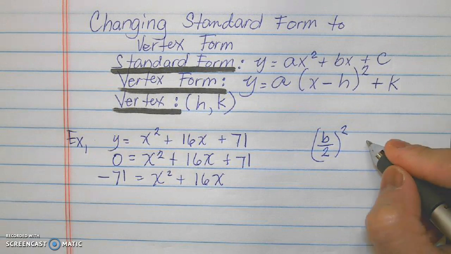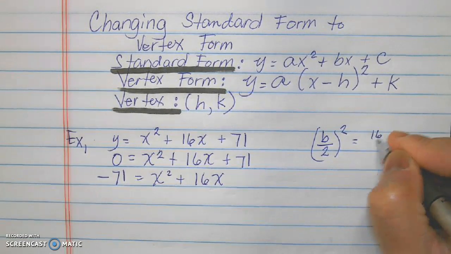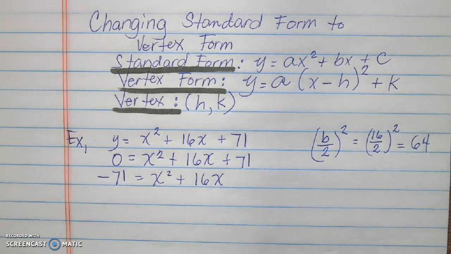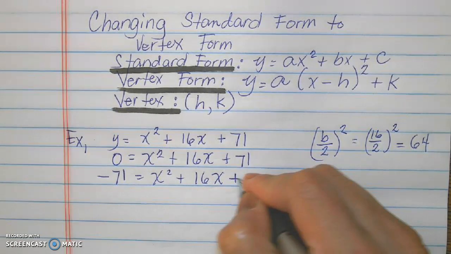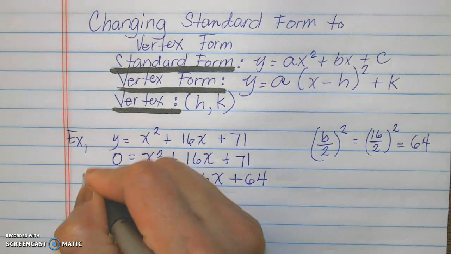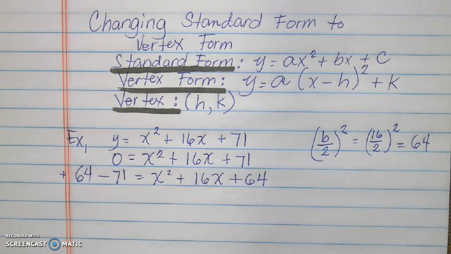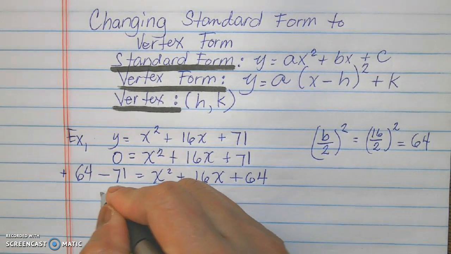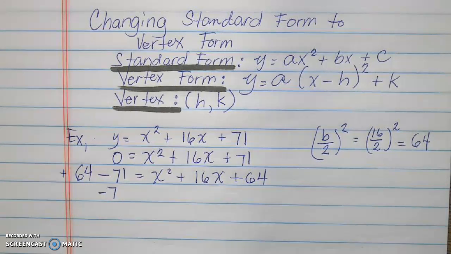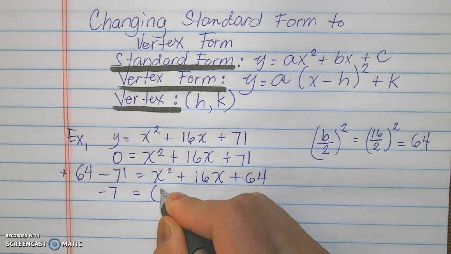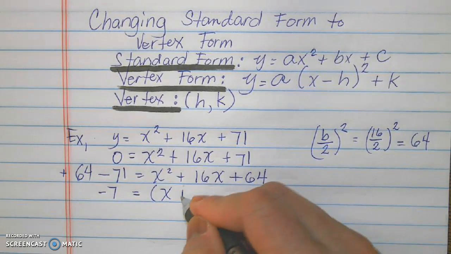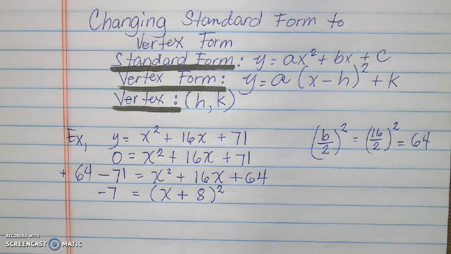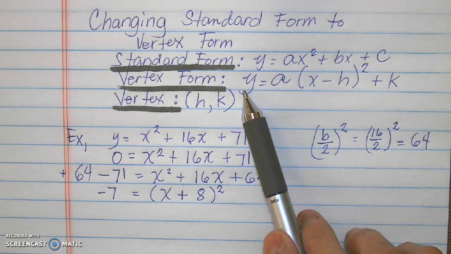So your b is 16, divide by 2 is 8. 8 squared is 64. So we're going to add a 64 on both sides. It's the same. So now this is going to become a negative 7. And this now is a perfect square. So you will have x, get the sign of the middle number, get the square root of 64, which is 8, and square it.